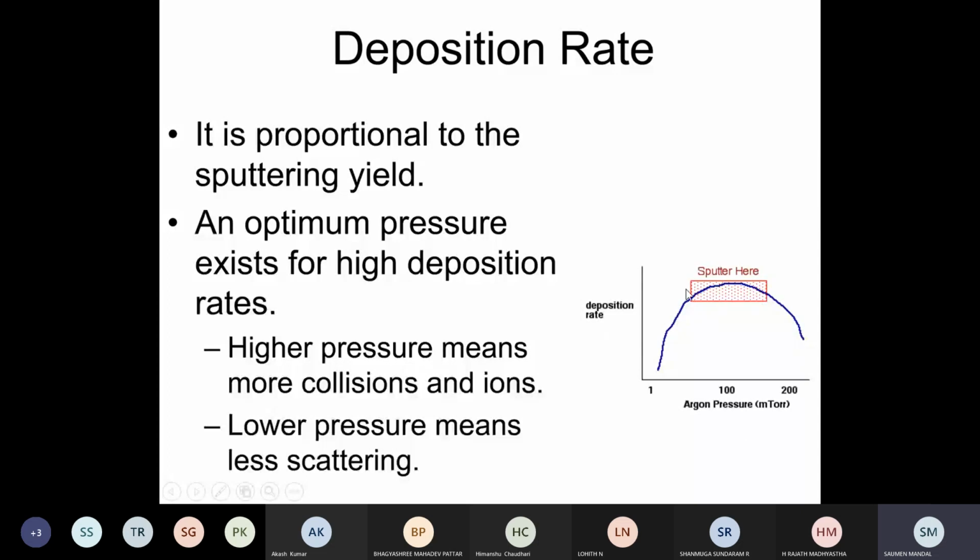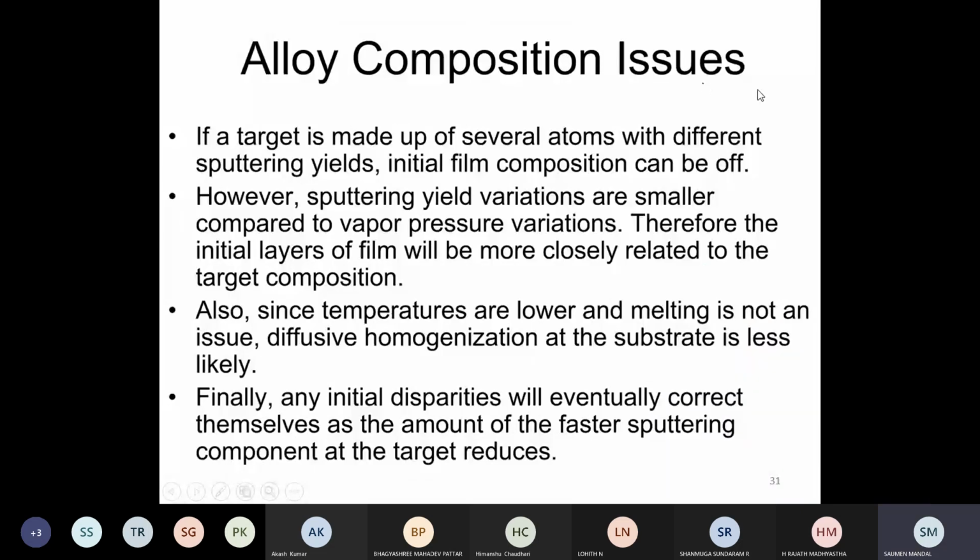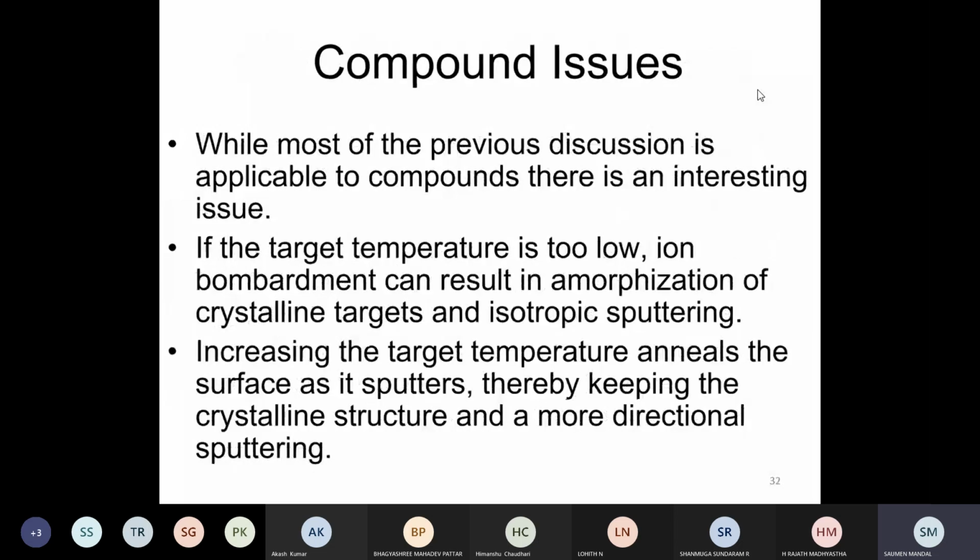So you can see that the deposition rate is highest at the optimum argon pressure. Now the alloy composition issue: in sputtering there is no such problem, so you get whatever your desired composition, and it stays intact. Compound issue: while most of the previous discussion is applicable to compounds, there is an interesting issue if the target temperature is too low.